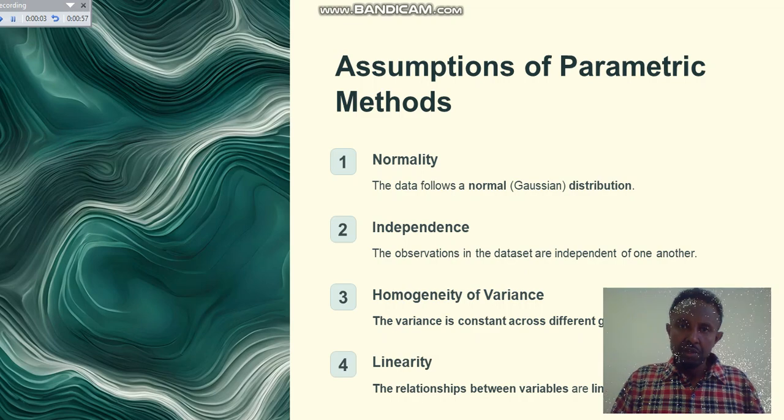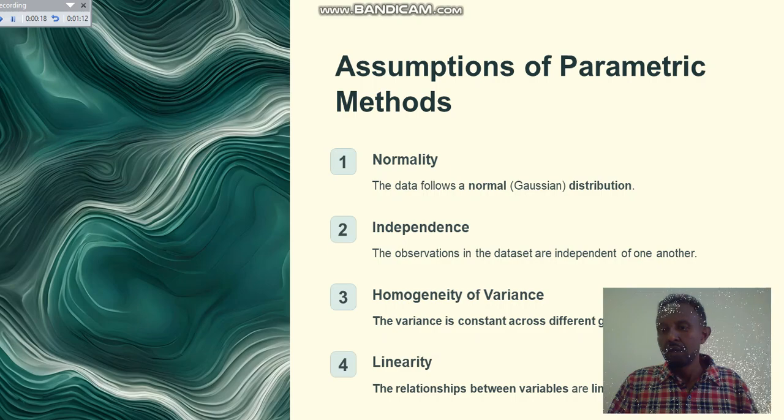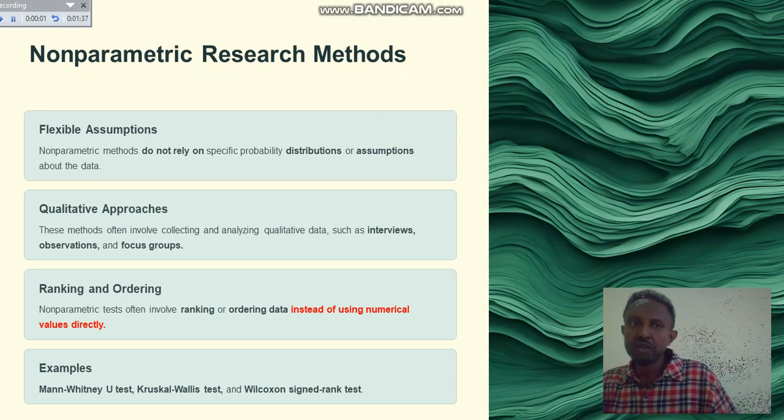As we already discussed, the normality, the distribution is normal. The other issue is independence. The observations in the data set are independent of one another. That means they stand alone. They will not depend on one another. The homogeneity of variance across groups, that means sameness, is also exhibited, and there is a linearity in the relationship. That means a line can easily be drawn from their relationship.